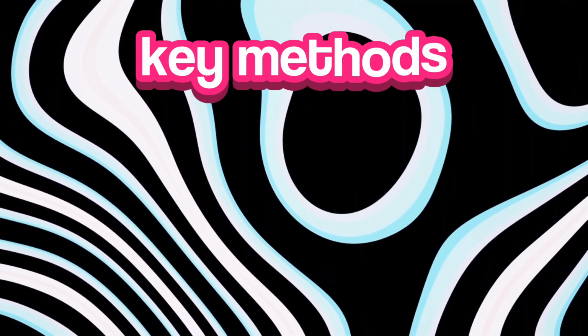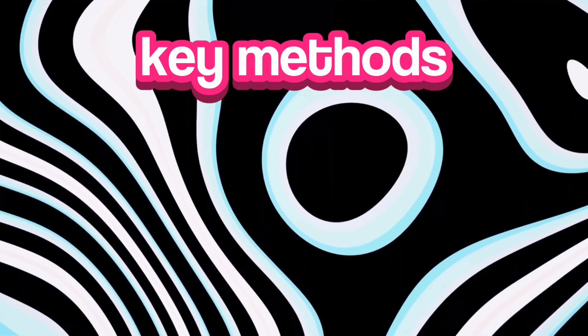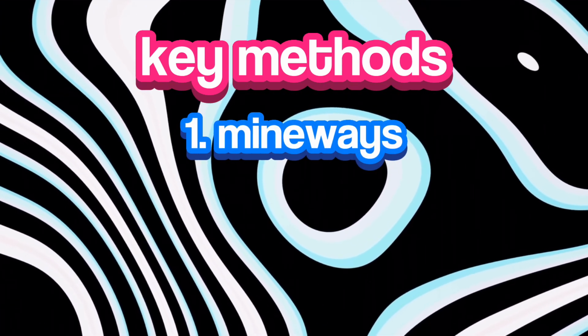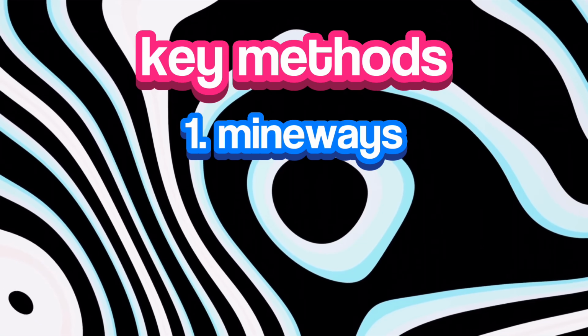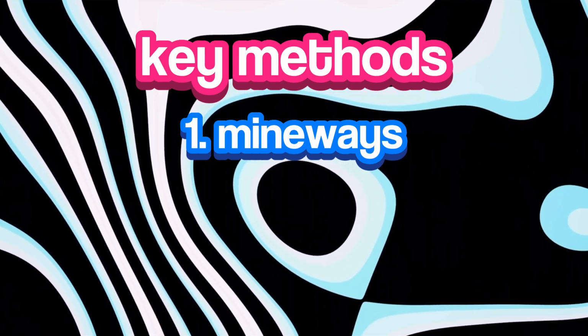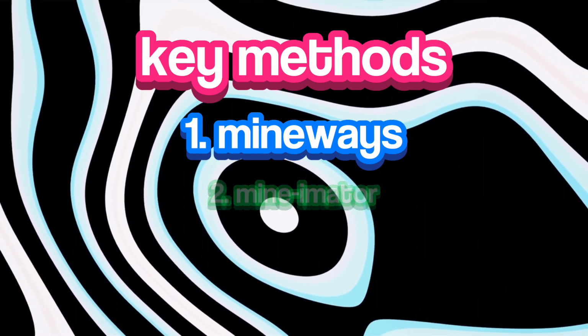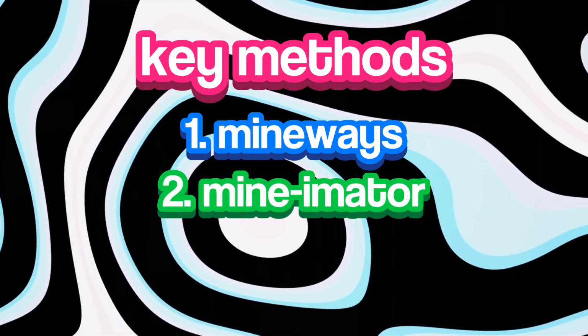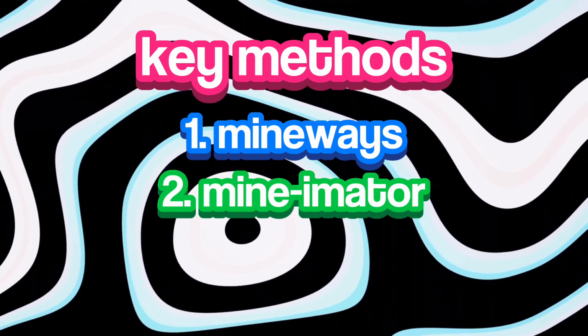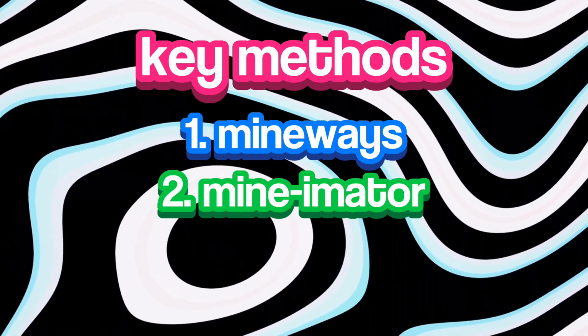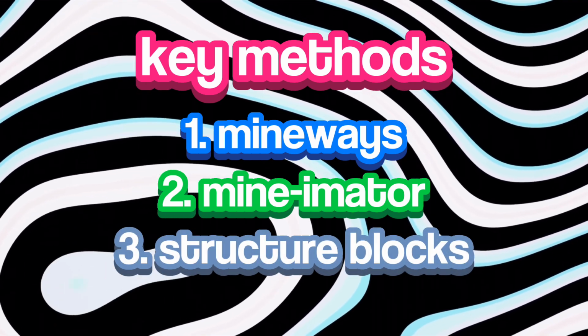Now there are a couple key methods to turn a Minecraft world into a model, including Mineways or similar programs, which can export a region of a Java Edition world as an OBJ model with individual objects and materials for each block, Minimator, an animation software specifically designed for Minecraft that can open worlds directly, and lastly, the one I'll be covering today, structure blocks.